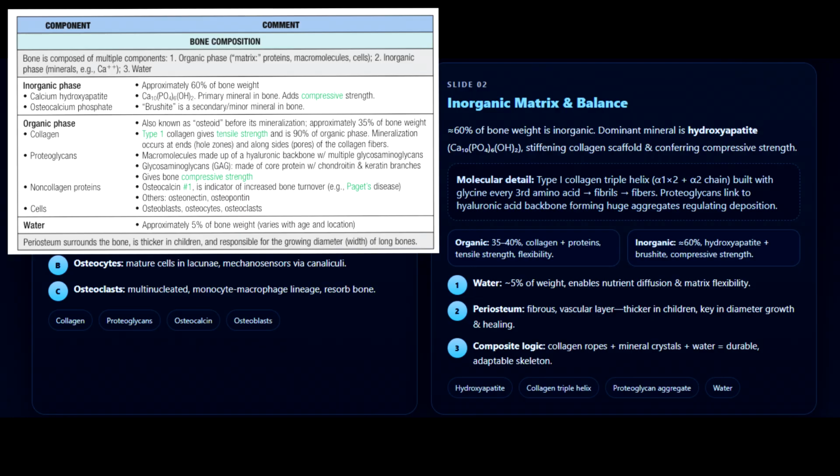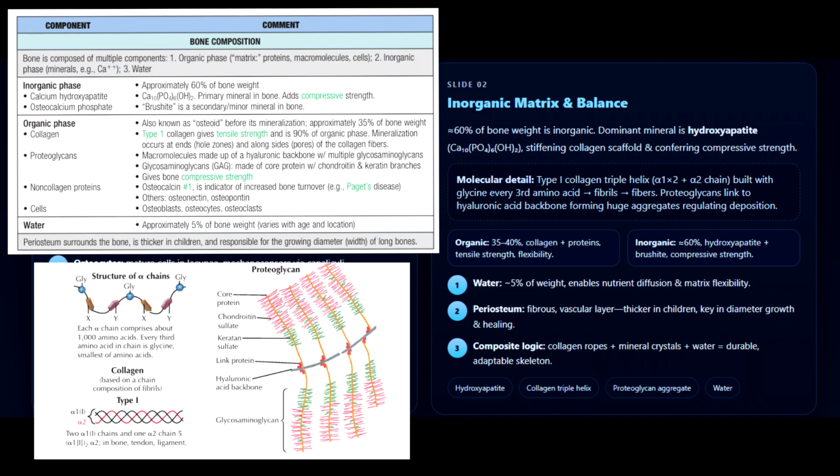If we zoom in to the molecular level, the diagram of collagen shows the alpha chains that make up type 1 collagen. Each chain is about 1,000 amino acids long, and every third amino acid is glycine, the smallest amino acid, which allows the chains to pack tightly into a triple helix. Two alpha-1 chains and one alpha-2 chain twist together, forming fibrils, which then bundle into fibers. In bone, as in tendon and ligament, type 1 collagen is the dominant form.